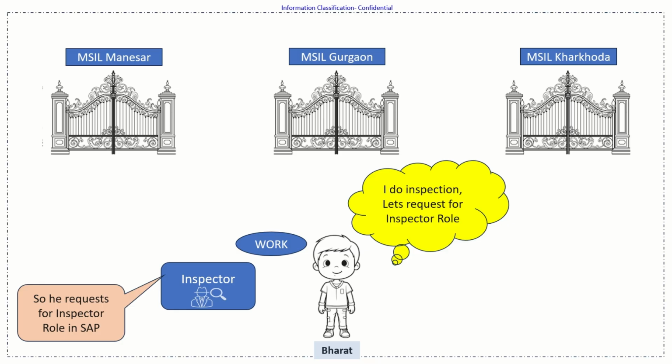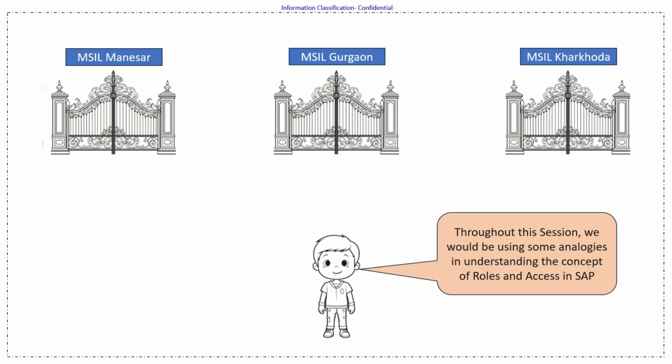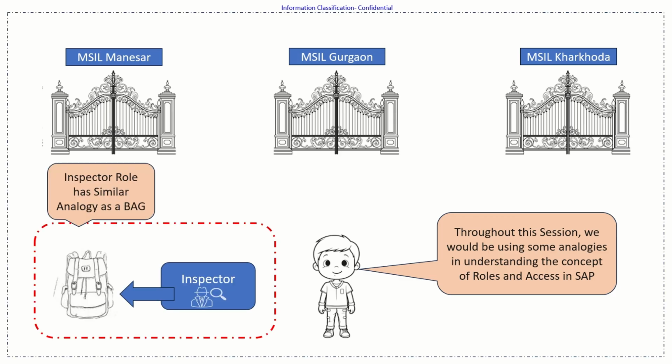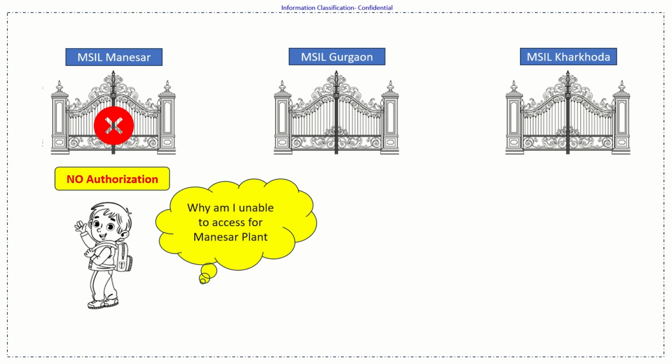Before continuing forward, throughout this session, we will be using some analogies in understanding the concept of roles and access. For example, inspector role has similar analogy as a bag. So the user takes his bag, that is role, and tries to access MSIL plant transaction. But wait, why am I unable to access Manesar plant transaction? It is because the user does not have necessary authorization.